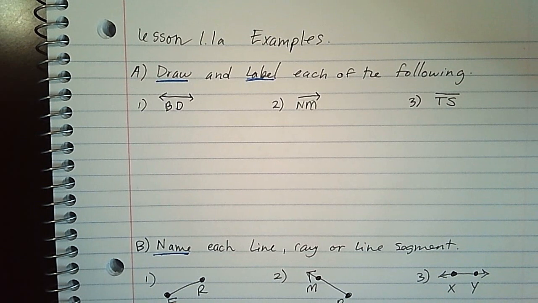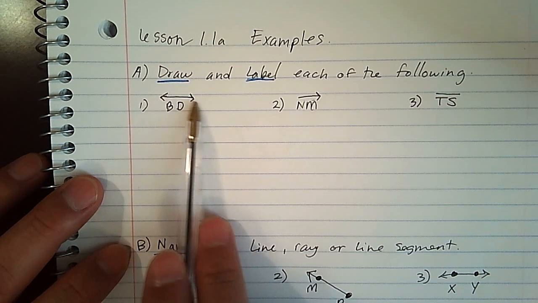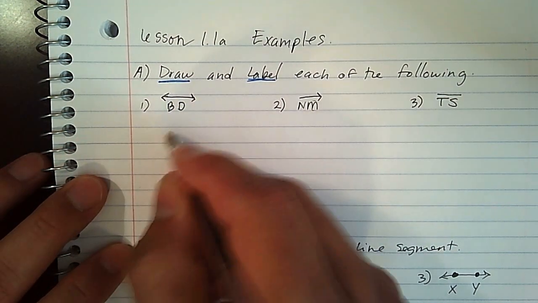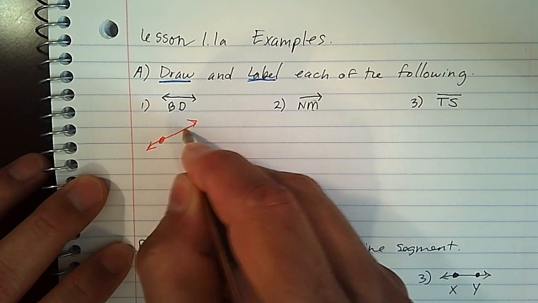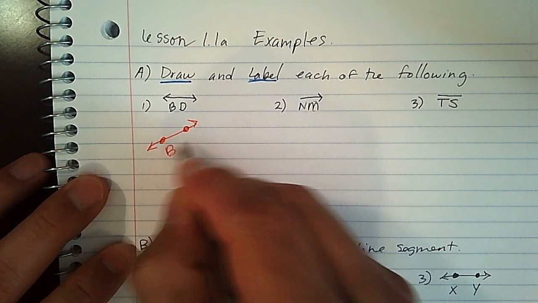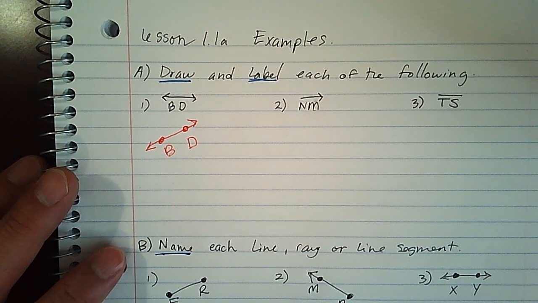So for the examples, this is draw and label each of the following. So again, you can look back at the notes we just took. If I wanted to draw line segment or line BD, let me just first draw a line, and then it has 2 points, right? And that's the drawing of it.